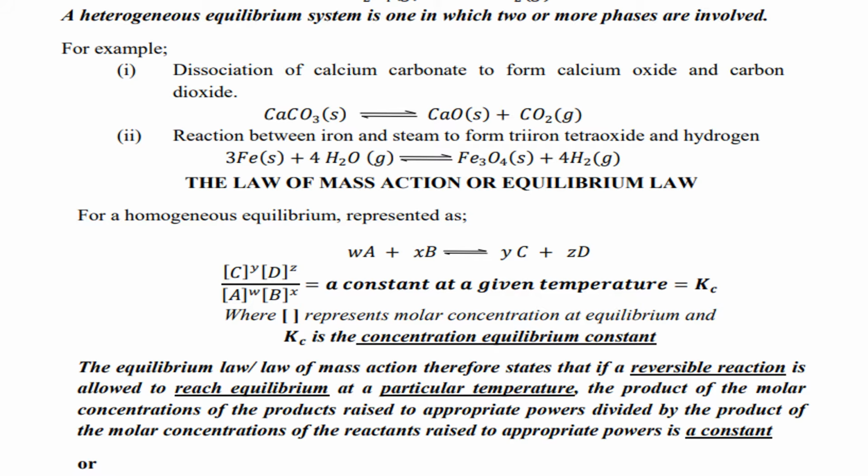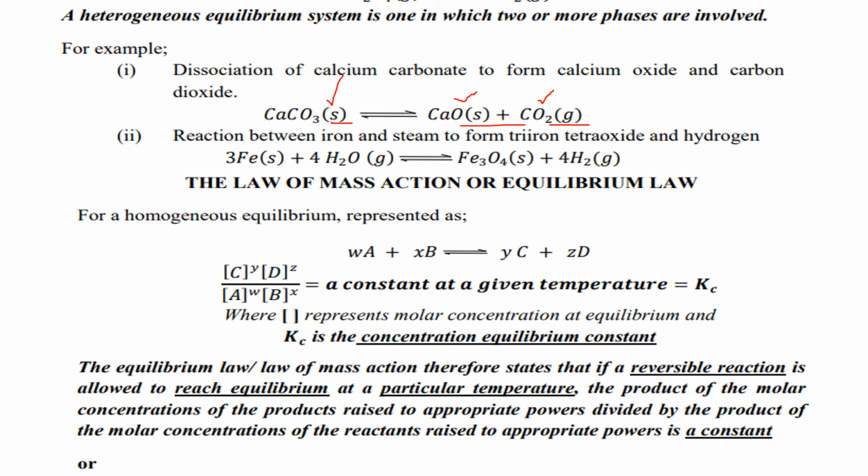If you look at the state in which calcium carbonate exists, calcium carbonate is a solid, forming calcium oxide, which is also a solid. But it forms a gaseous product too, which is carbon dioxide. So since we have more than one state, we have solid and gas, this qualifies to be a heterogeneous equilibrium system. And the same applies to the reaction between iron and steam to form triiron tetraoxide plus hydrogen gas.